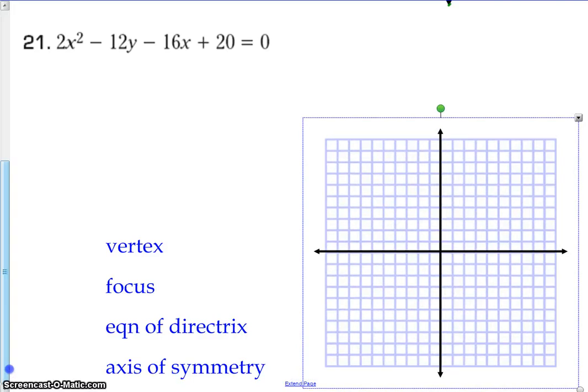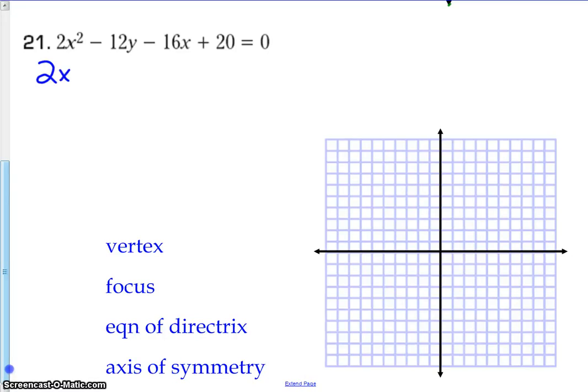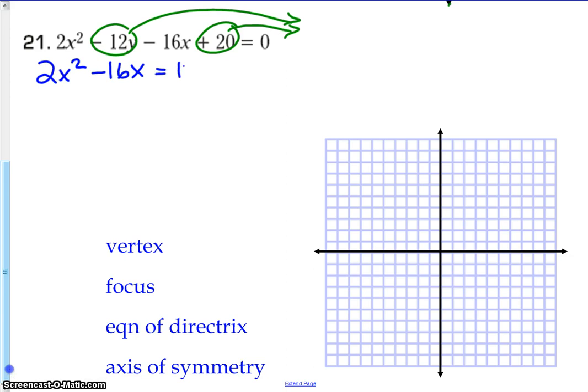So I'm going to start with x as the value that's squared. I'm going to bring all of my x terms together. And if I have a y term or a constant, I'm going to send that to the other side of the equal sign by doing the opposite thing. So technically what I'm doing here is I'm adding 12y to both sides, and so this would become a positive 12y. I'm subtracting 20 from both sides. So on the other side of the equal sign, it becomes a negative 20.